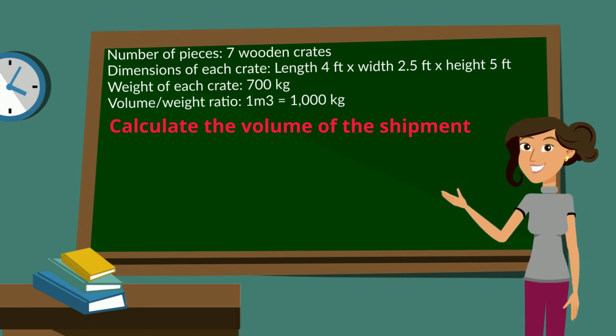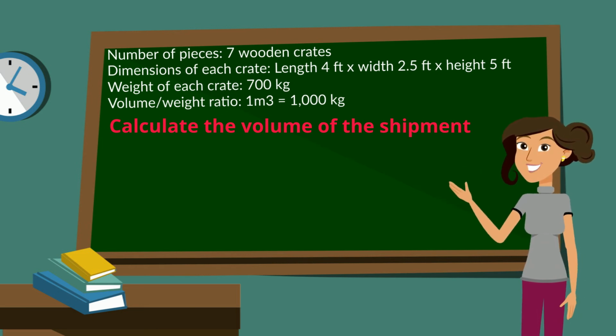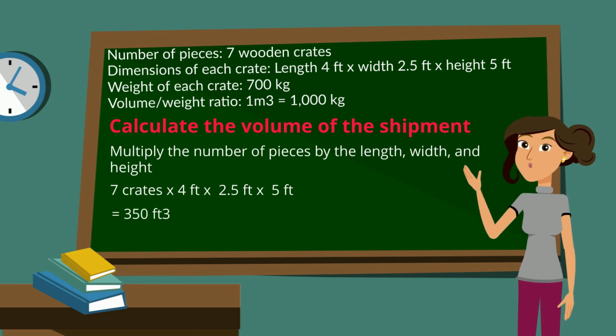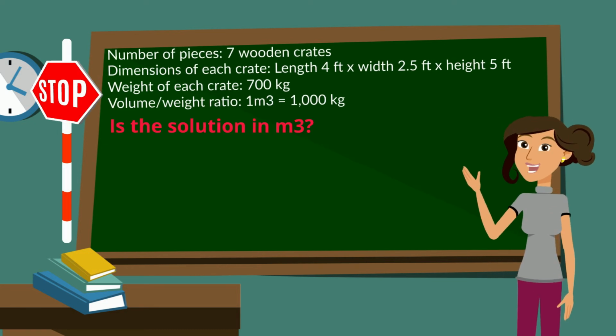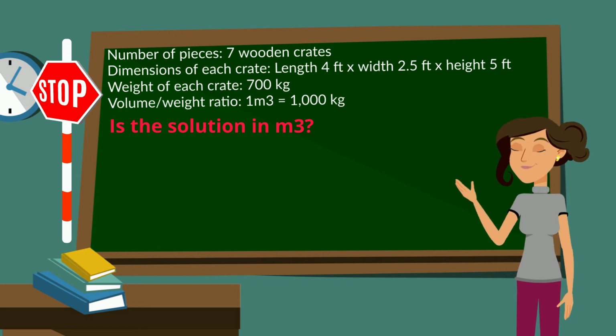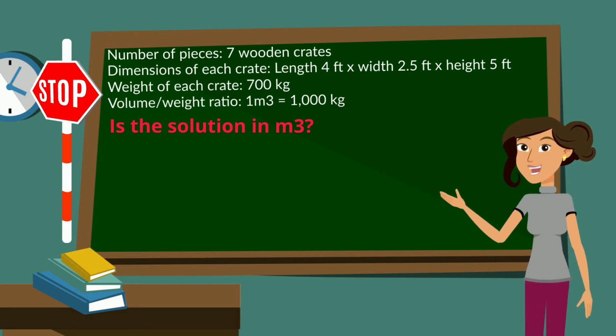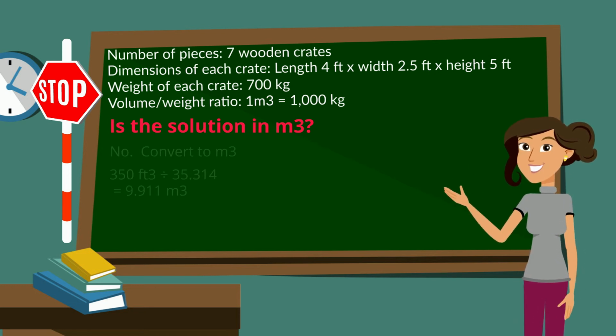Now that we have our weight, we're going to need the volume. So we're going to take the number of pieces of the shipment and we're going to multiply that by the length, the width, and the height for our volume. Before you go any further, take a look at the measurement. Is this in cubic meters? It's not. It's in cubic feet. It needs to be converted to cubic meters. Convert this from cubic feet to cubic meters.